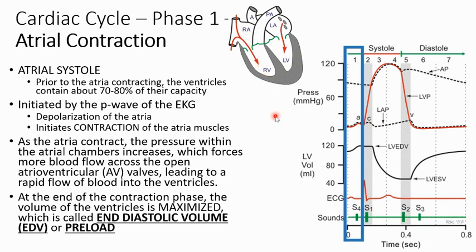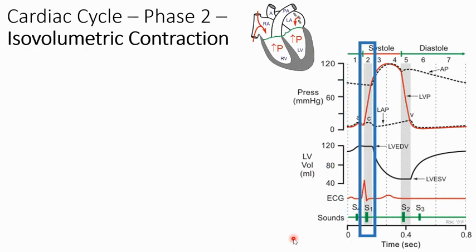At the end of this phase, take a look at where you're at right here with the left ventricular end diastolic volume. Take a look at what's going on right there. This right here is the maximum volume that's going to be in that ventricle at the end of this phase. So one of the characteristics of atrial contraction is that at the end of it, you've got max volume of blood in those ventricles. This is called end diastolic volume, also known as preload. We are loading the ventricles with blood, putting the most in there we can get. So now we're going to go to the next phase called isovolumetric contraction.